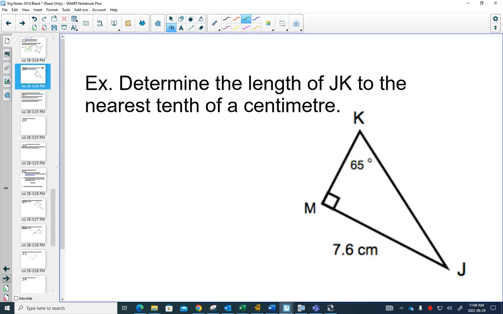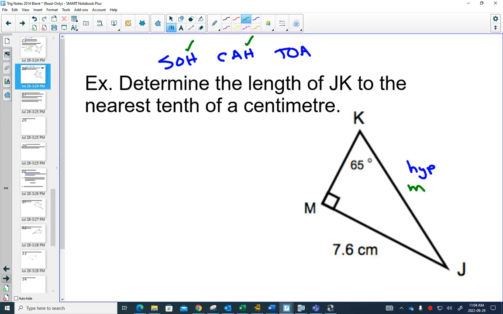Determine the length of JK. What letter would I use for JK? A little m. Okay? Are you okay that m is actually the hypotenuse? So in SOHCAHTOA, definitely is not going to be tan. It's got to be either sine or cosine because we want to find the hypotenuse.